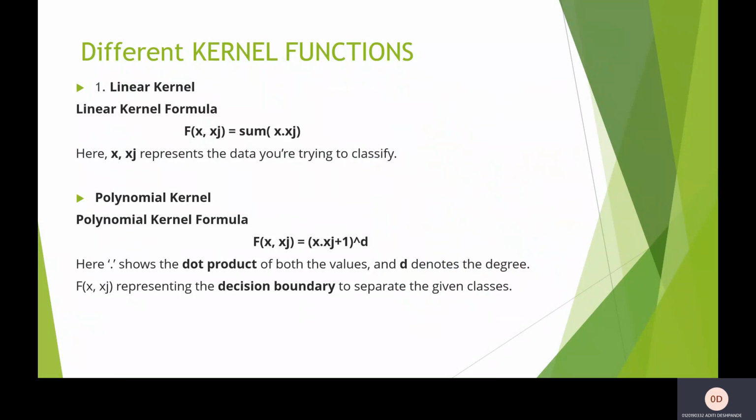Next is the polynomial kernel. It is popular in image processing. It is a more generalized representation of the linear kernel. It is not as preferred as other kernel functions as it is less efficient and accurate.